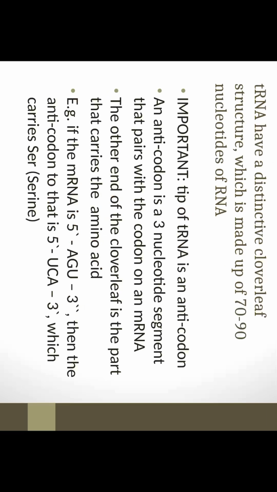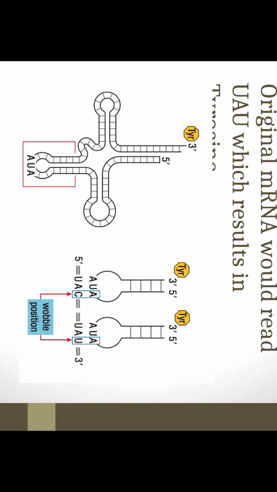You have the anticodon, which is 3 nucleotides long, which matches with what's on the mRNA. Going back to the concept of the wobble hypothesis, you can see on the right, you have the UAC, which would be on the mRNA, and that could code for AUA, which would code for tyrosine, and on the right, if you had UAU instead of UAC, that would do the same thing.